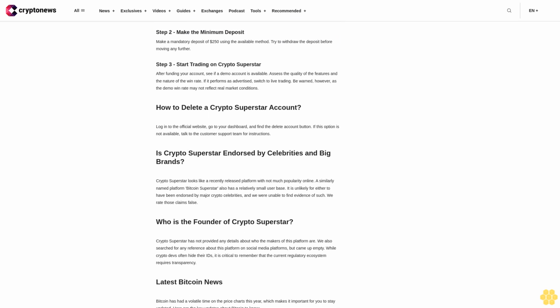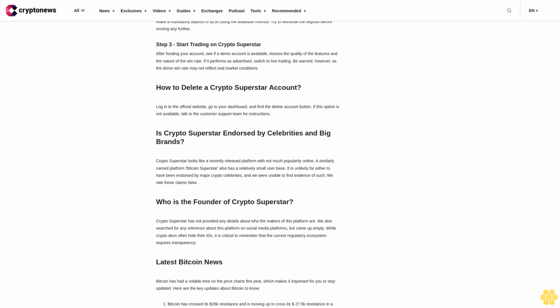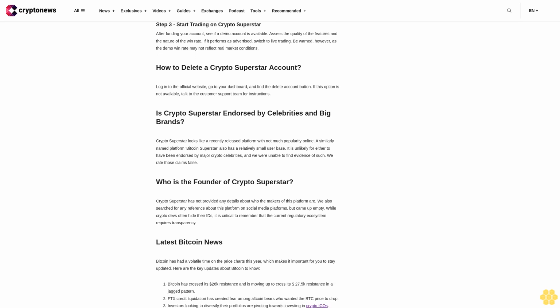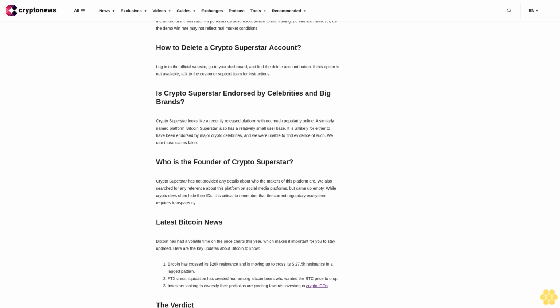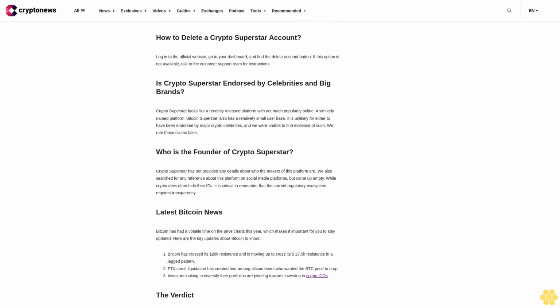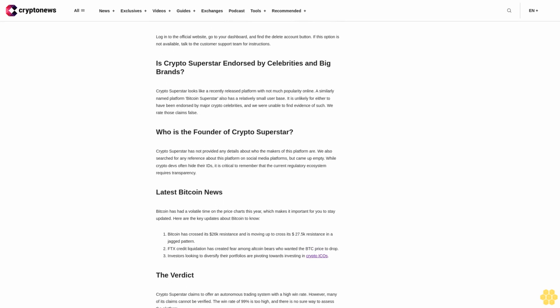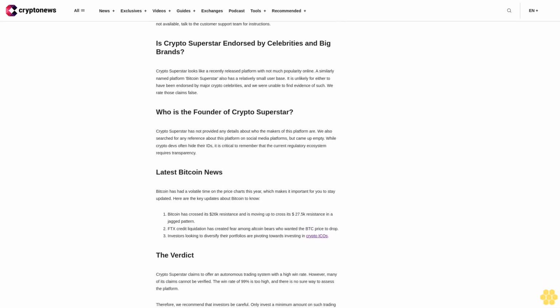Step 2. Make the minimum deposit. Make a mandatory deposit of $250 using the available method. Try to withdraw the deposit before moving any further. Step 3. Start trading on Crypto Superstar. After funding your account, see if a demo account is available. Assess the quality of the features and the nature of the win rate. If it performs as advertised, switch to live trading. Be warned, however, as the demo win rate may not reflect real market conditions.